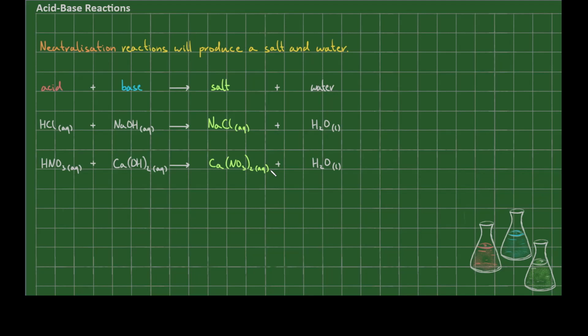Once we have written the formula of the salt, we need to make sure that the reactions are balanced. The first reaction is already balanced. The second one is not. Let me quickly fix that. In short, if we have an acid and a base that contains the hydroxide ion, we will end up with a neutralization reaction, and our products will be a salt and water.